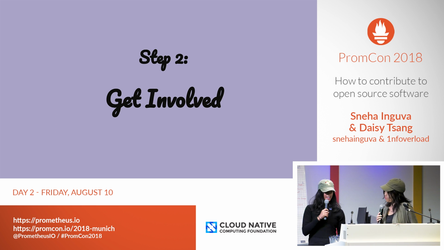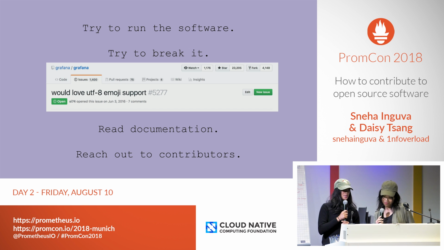Step two, how to get involved. Typically it's a good idea to try to run the software, get it running, often try to break it. Here's an issue that I submitted after I added emojis to Grafana dashboard names, which I guess hasn't been fixed, unfortunately. I should probably submit a pull request too. You can also read the documentation, and then frequently I find it helpful to reach out to contributors, either on Twitter, other forms of social media, Slack groups, IRC. People are often very friendly.